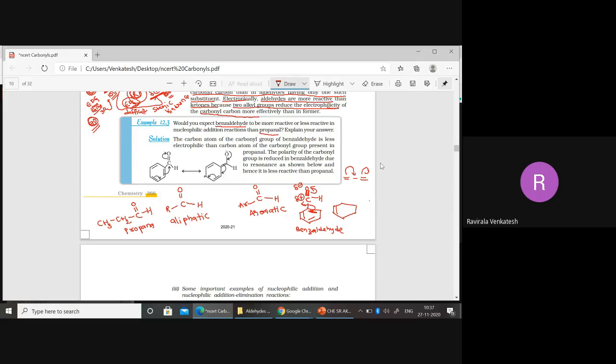Because of this resonance, you are getting C double bond O minus. Now tell me, do you have positive charge on the carbon? No, because it got some electrons from the benzene ring here. So the positive charge over the carbon decreases because of the electron donating nature, because of plus mesomeric effect groups. These are also electron donating groups, but plus inductive groups are less effective when you compare with plus mesomeric. This is a resonance effect also.